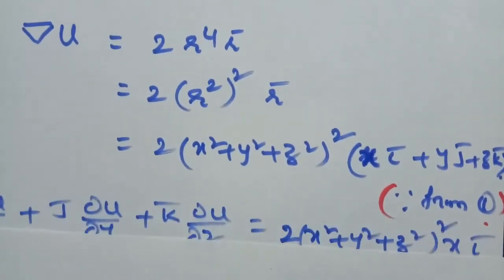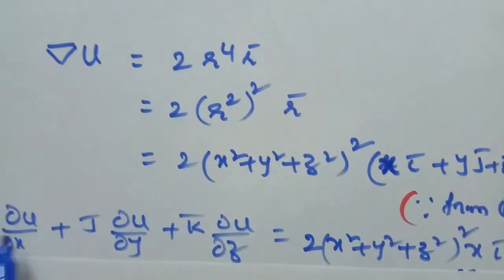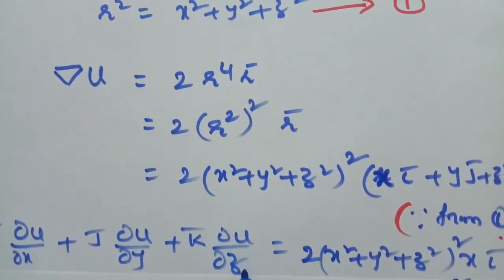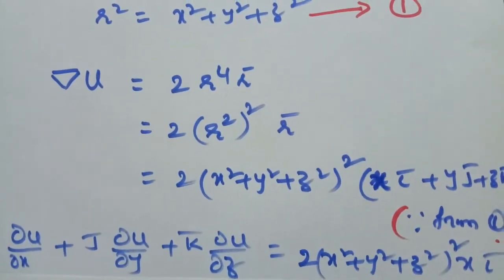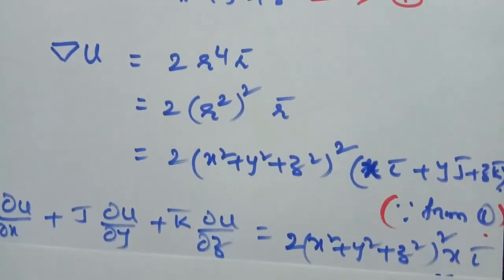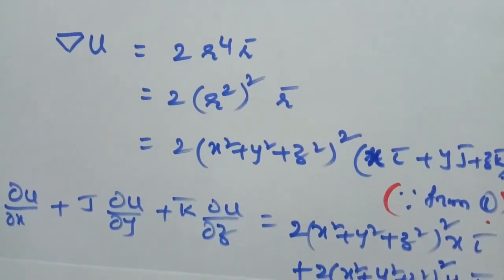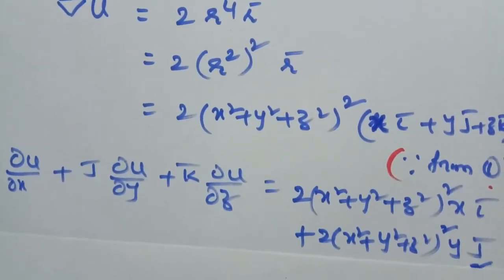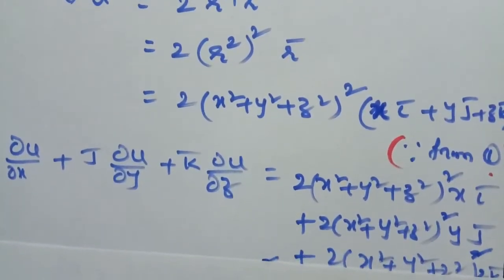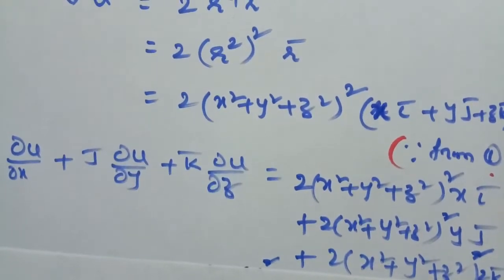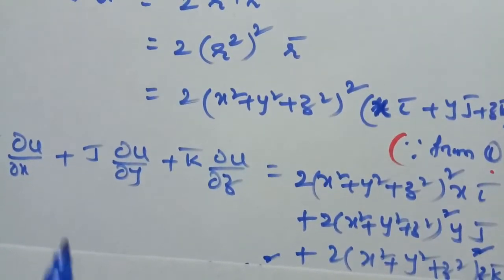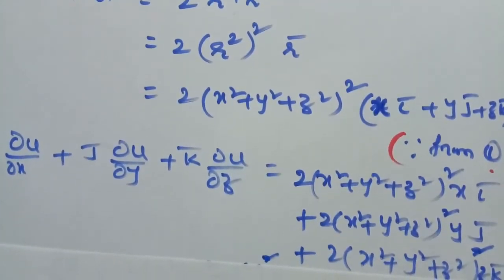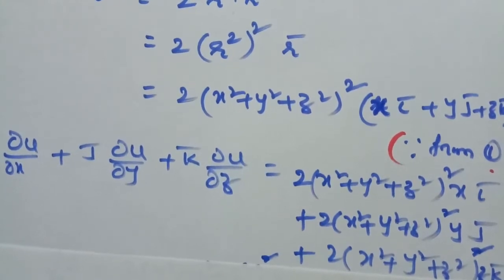Therefore, i bar ∂u/∂x plus j bar ∂u/∂y plus k bar ∂u/∂z is equal to 2(x² + y² + z²)² x i bar plus 2(x² + y² + z²)² y j bar plus 2(x² + y² + z²)² z k bar. Now two vectors are equal, therefore equating the coefficients, that means the components of i bar, j bar, k bar on both sides.